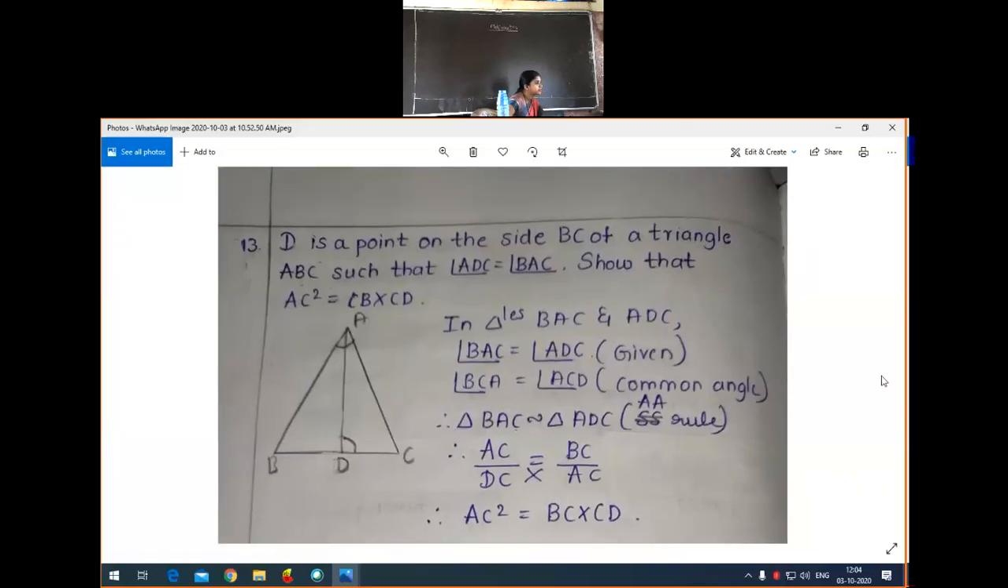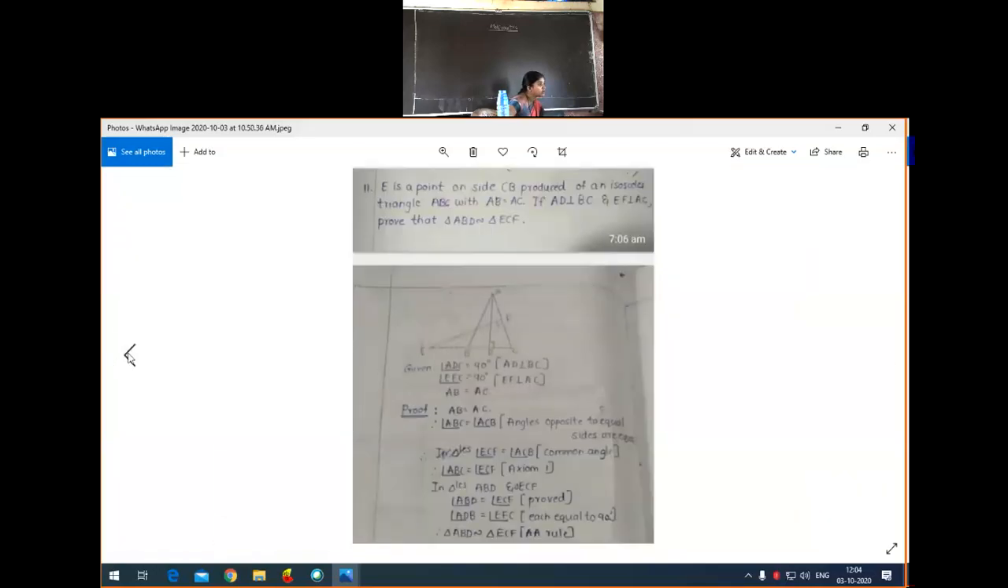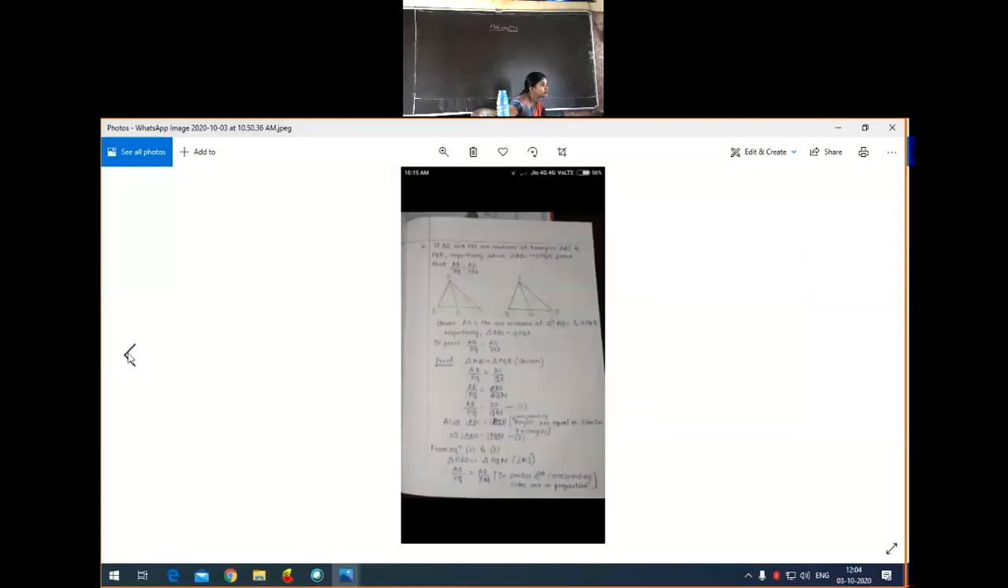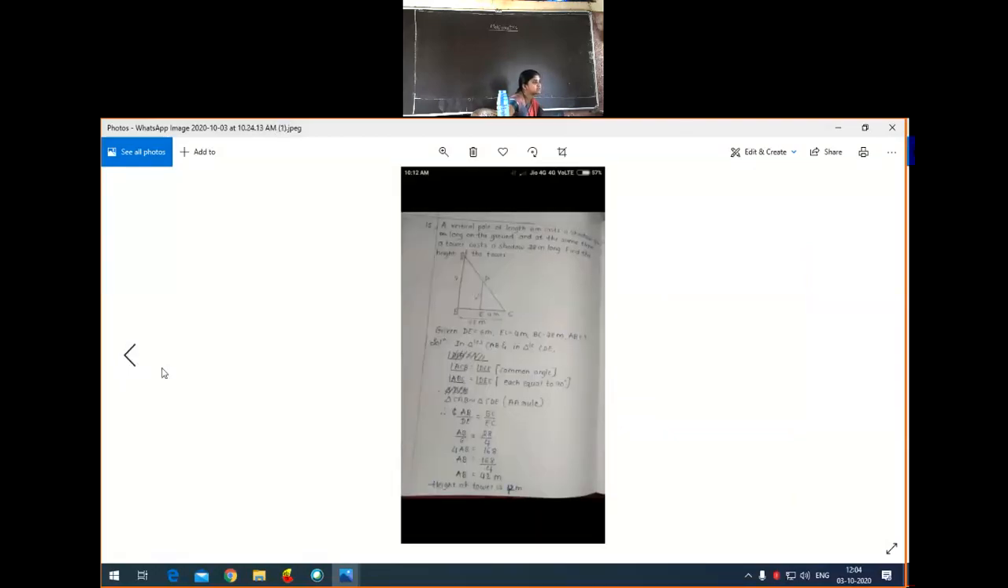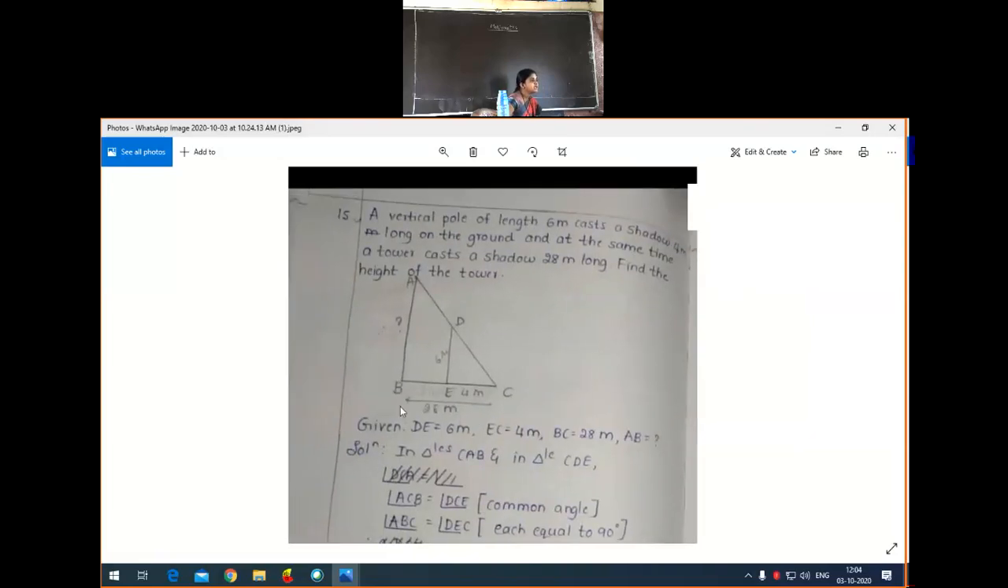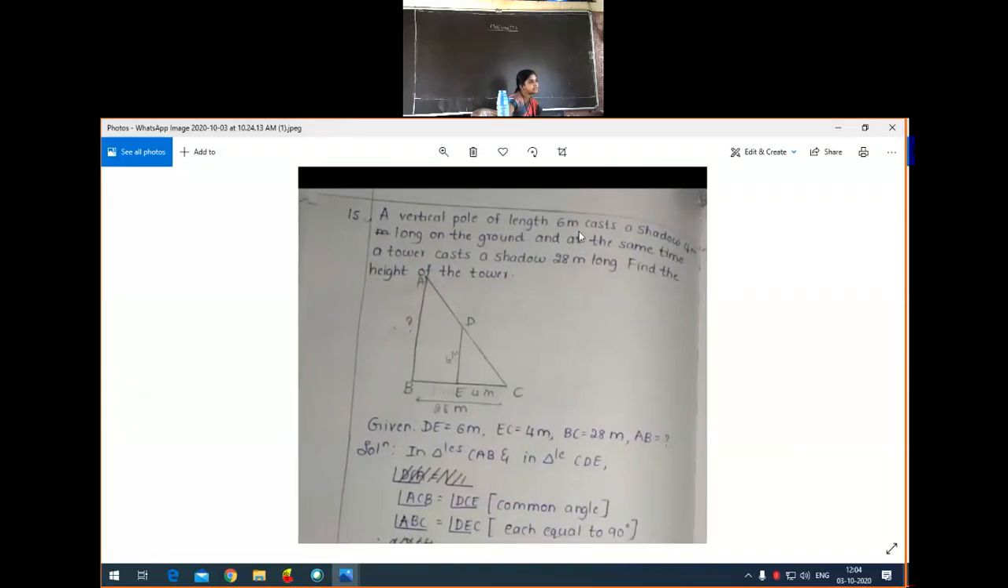Okay, where is the 15th question now? Take the page of the 15th question, students. The 15th one is very easy actually. A vertical pole of length 6 meter casts a shadow 4 meter long on the ground, and at the same time a tower casts a shadow 28 meter long. Find the height of the tower. So actually we discussed this type of problem in the example section, the lamp post problem. Same type of problem.